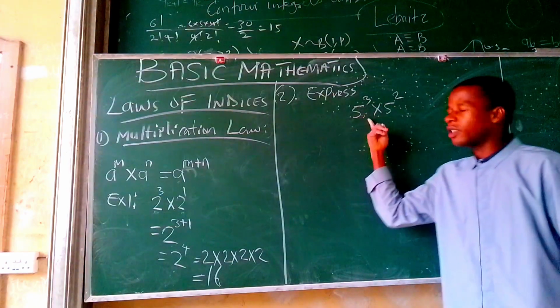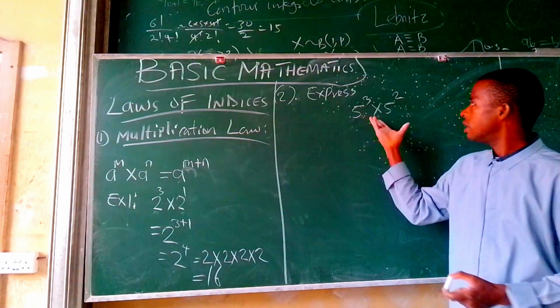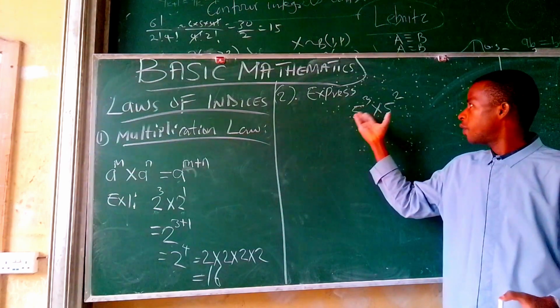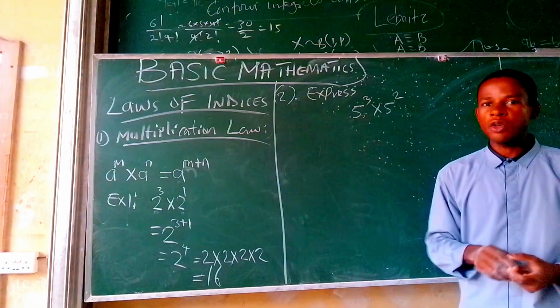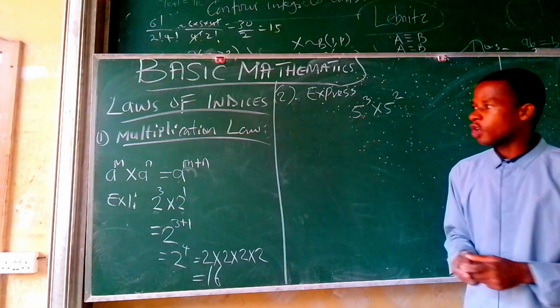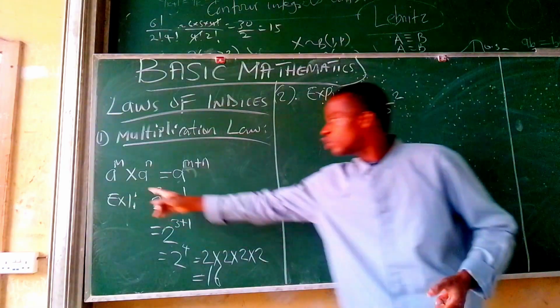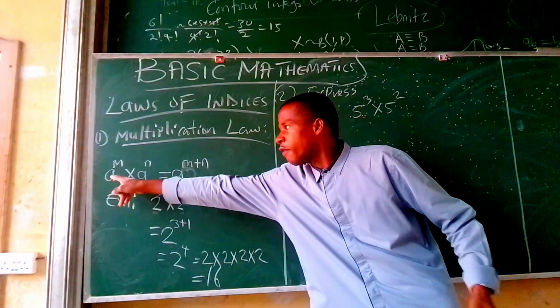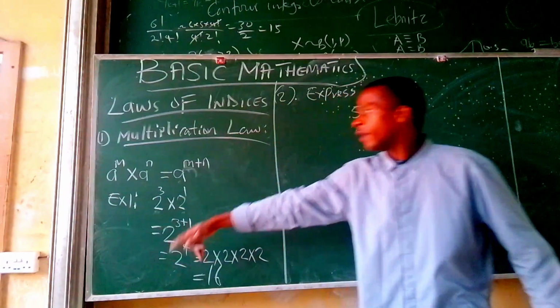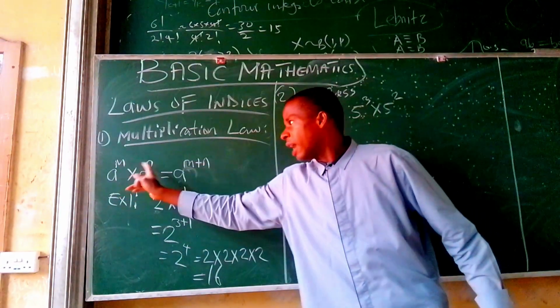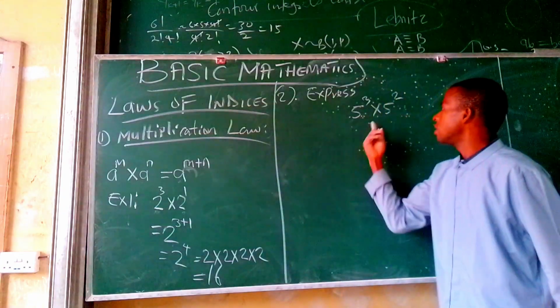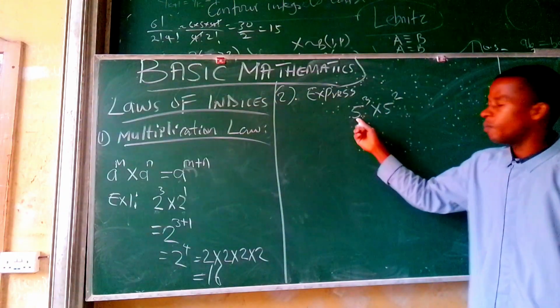Now for us to be able to express this, we know that this is the first expression multiplied with the second expression. From the law of multiplication of indices, you know that when two bases in the same form multiply themselves, even though their powers are different, their powers will be added.